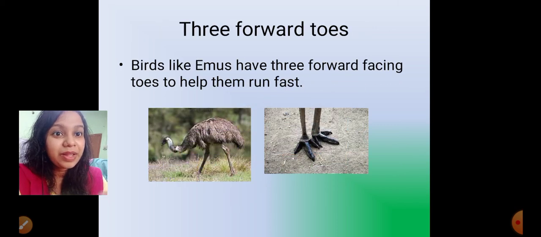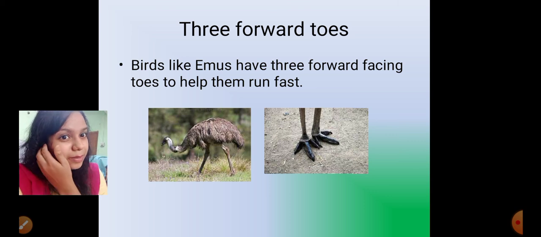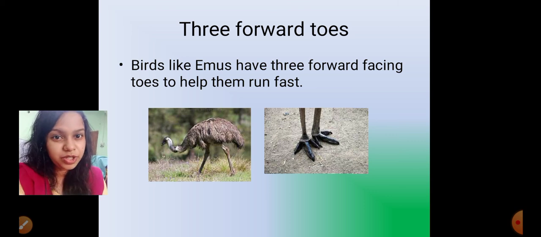Alright. Now let us move on to birds like emus. Have you seen an emu before? They are not native to India, but emus look like the first picture. Alright. Emus are birds which are generally found in Australia. And do you know what they have? They have very long, thin legs with which they run very fast. And their feet have 3 forward toes. Okay. Emus have 3 toes which are facing forward. And what does it help them to do? It helps them to run very fast. Okay, children?